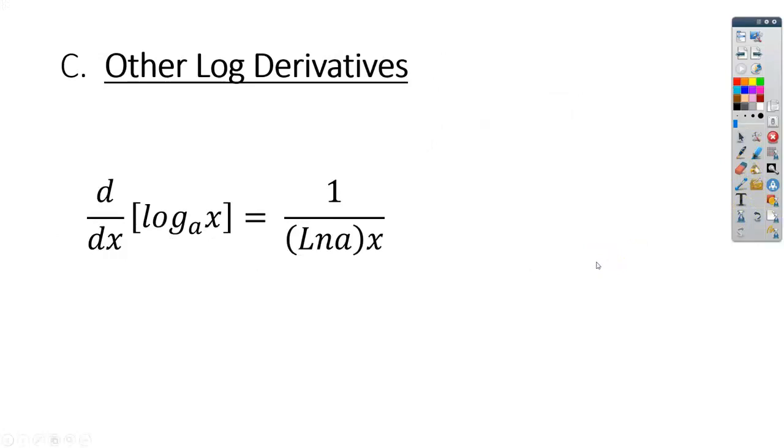Let's talk about logs that have other bases. So here's how the logs of other bases go. So like if it's not ln, let's say it's log base a instead. Well, here's how you do those derivatives. It's still 1 over x. You guys see that? It's still 1 over x, but you're going to multiply it by ln of a.